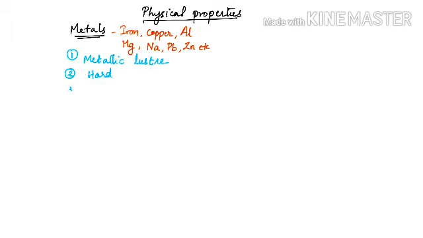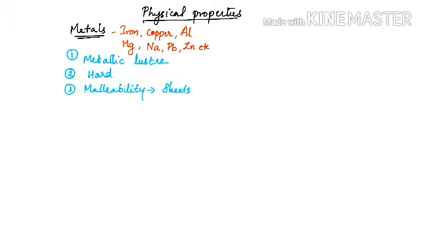Then there are two main other properties of the metals that we have already discussed in our lower grades. That is, they are malleable. They exhibit the property of malleability. What is malleability? Malleability is the property of a metal to be beaten into thin sheets. We can beat the metals into thin sheets. Their property, we call it as the malleability. So metals are malleable.